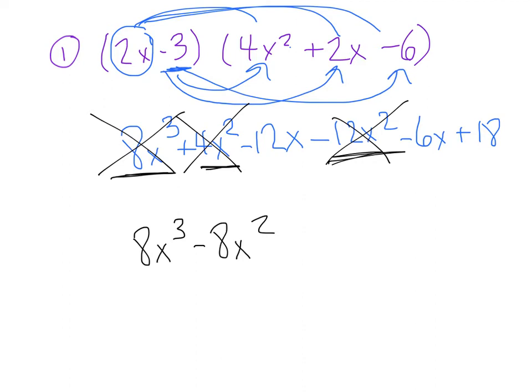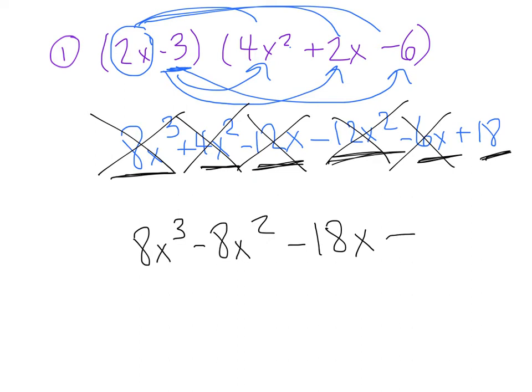Now we're going to go to our x terms. We have a minus 12x here and a minus 6x here. So a negative 12 plus a negative 6 is going to be minus 18x. So I'm done with my x terms. Now I just have this 18 at the end, so it just comes down to my answer. So that's our answer for this one.